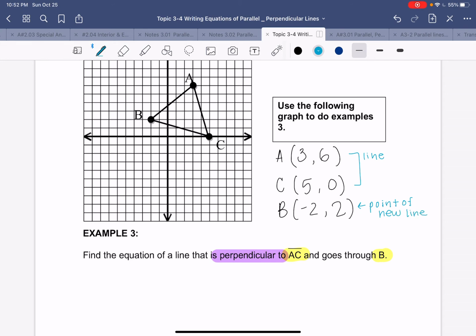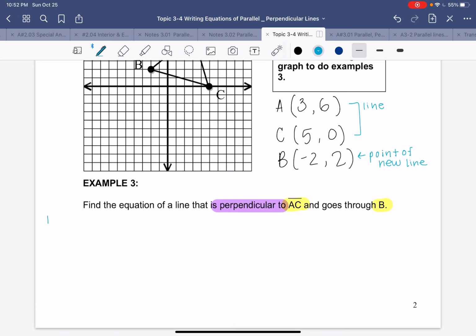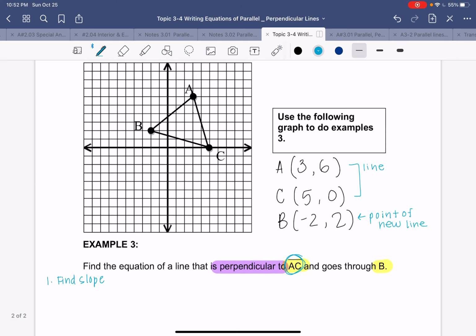Okay, in order to find the slope, that's always our first step: find the slope. Well, we only have the information of the 2 points, A and C. Yes, we could count the slope right here. So rise over run: 1, 2, 3, 4, 5, 6, and then 1, 2. So it went up 6 and to the left 2. So it's a negative 3.